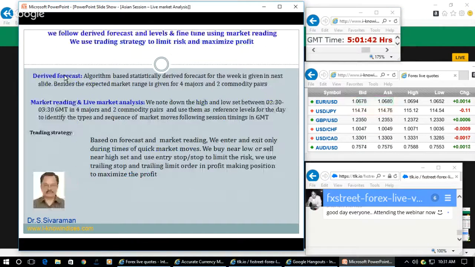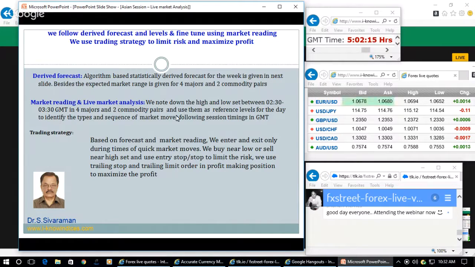There are three components which are essential in order to understand my trading strategies, namely the derived forecast, which gives the overall trend in the market for the day, for the week, and also for the month. I split it into session-wise forecast and give it on Monday. And every Friday I review it and find out how the market is moving in tandem with the forecast expectations.